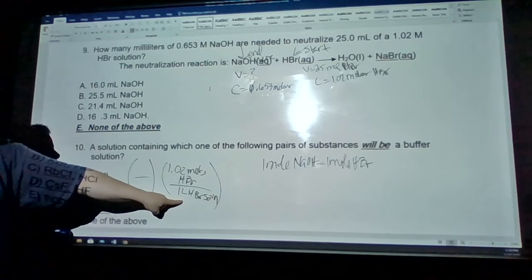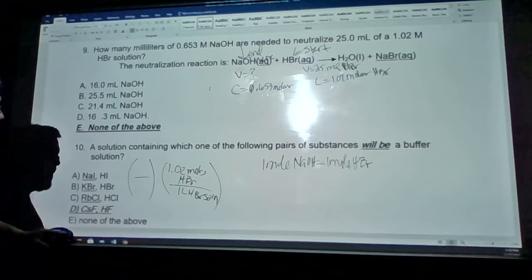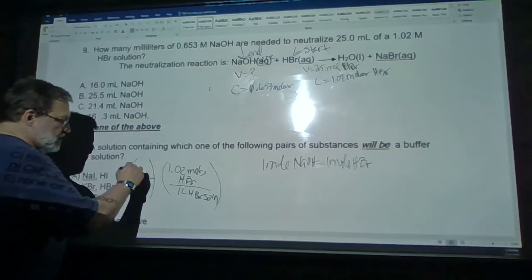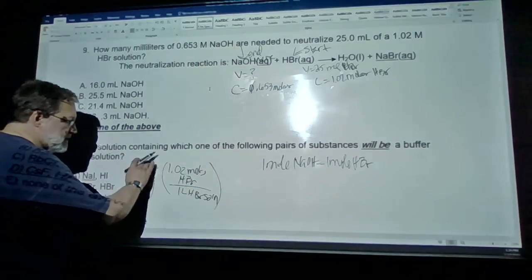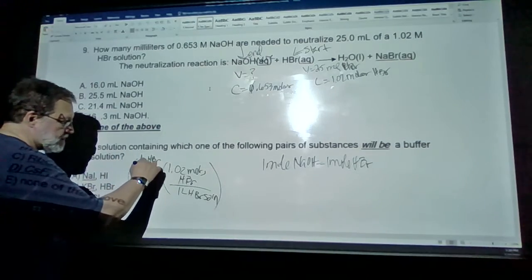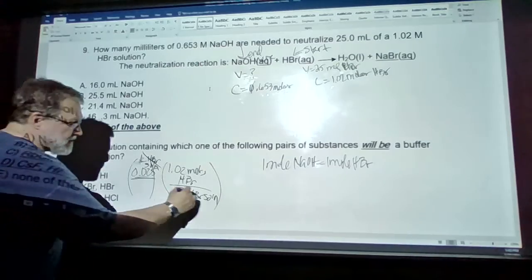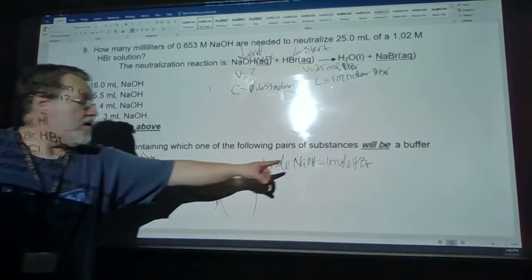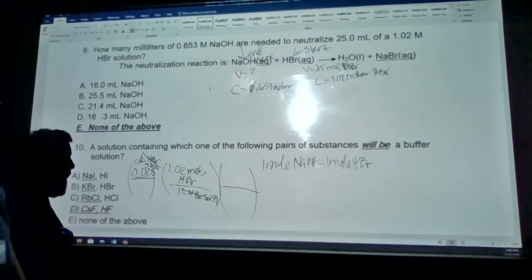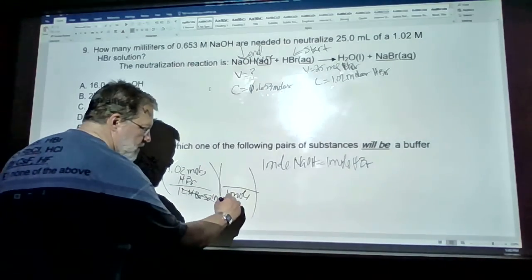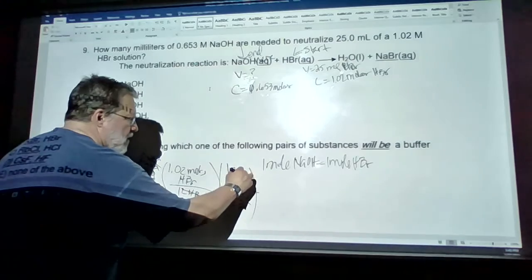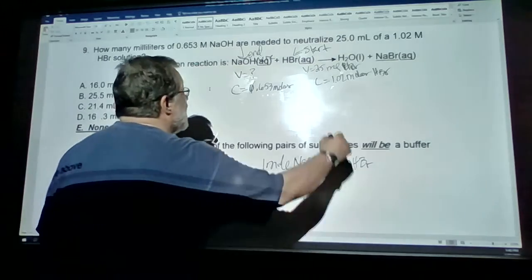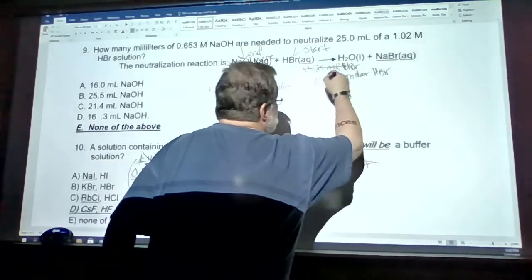Well, do we have 1 liter of this? No, we only have 25 ml. So let's change that 25 ml of HBr solution to liters. 0.025 liters HBr solution. So liters HBr solution cancel. Now we're in moles. We know that we have 1 mole of HBr for every 1 mole of NaOH. 1 mole HBr, 1 mole NaOH. So we've used that information. We've used both of these.